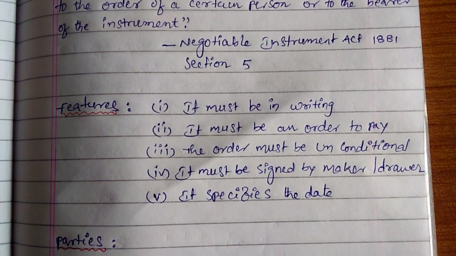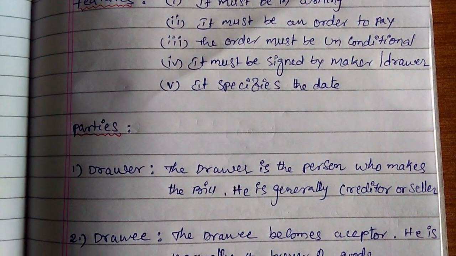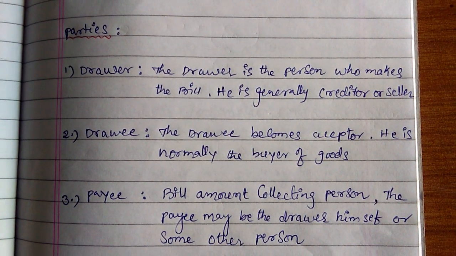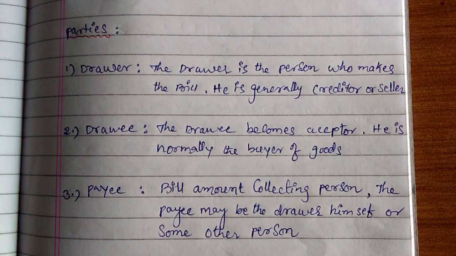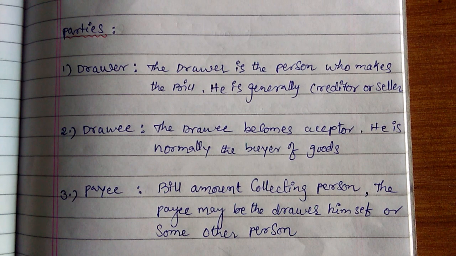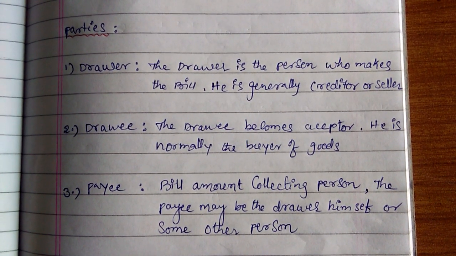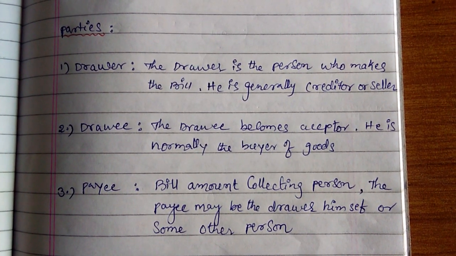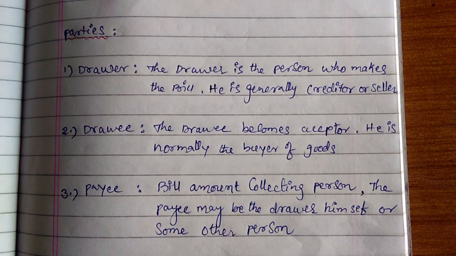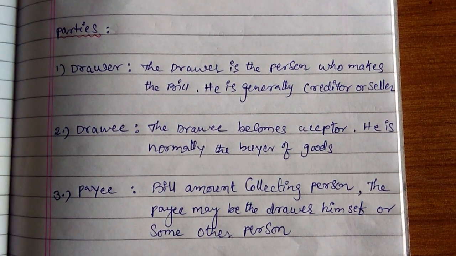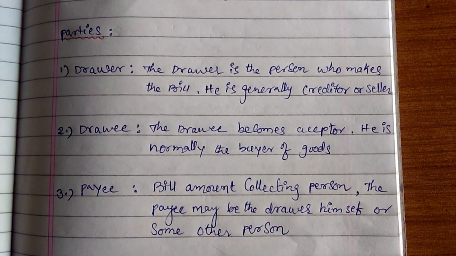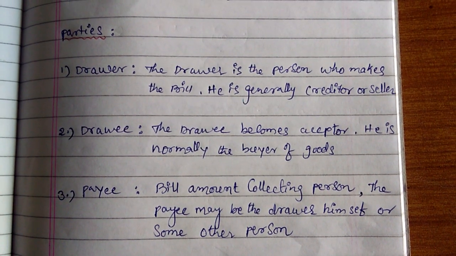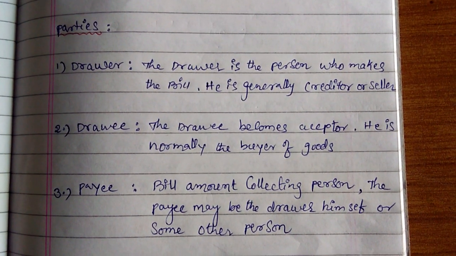However, in a bill of exchange, there are three parties. The first one is called the drawer. The drawer is the person who makes the bill, generally the creditor or seller. The second one is the drawee. The drawee becomes the acceptor, and is normally the buyer of the goods. And finally, the payee, the person collecting the bill amount. The payee may be the drawer himself or some other person.